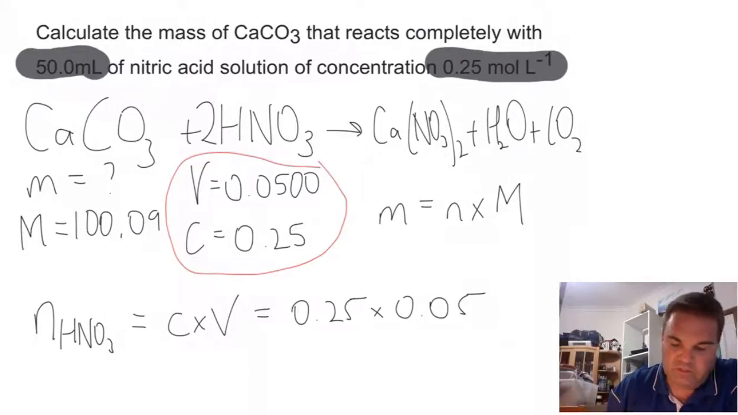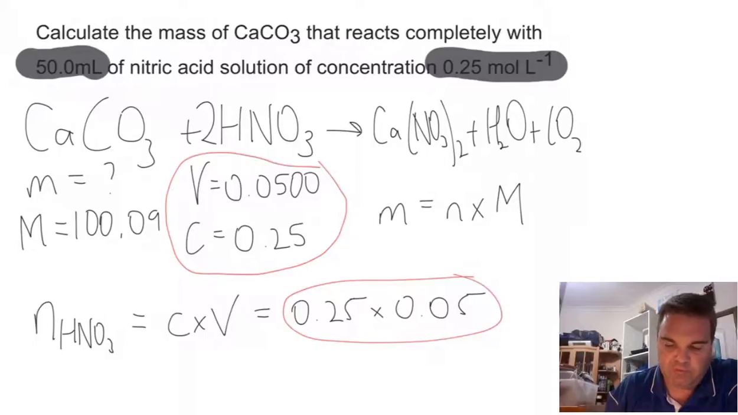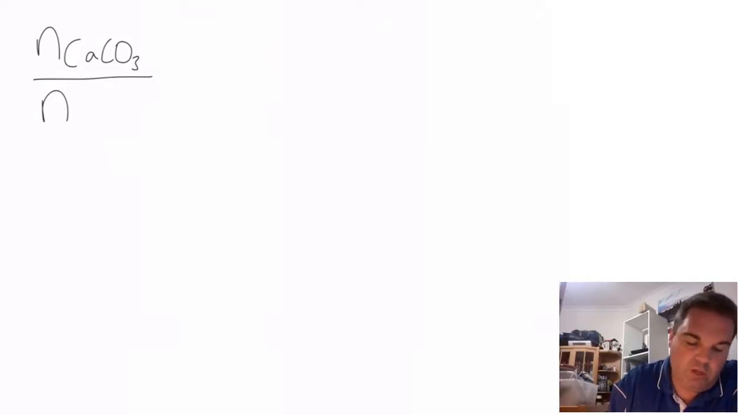So what I need you to do is to make sure you keep in mind that our number of moles here is 0.25 by 0.05. Then we go to the next step, which is calculating our mole ratio. Our mole ratio is our number of moles, so I'm just going to go back to black on this one, number of moles of our unknown, which is what we're trying to work out, which in this case is the calcium carbonate, over the number of moles of our known, which was the nitric acid.